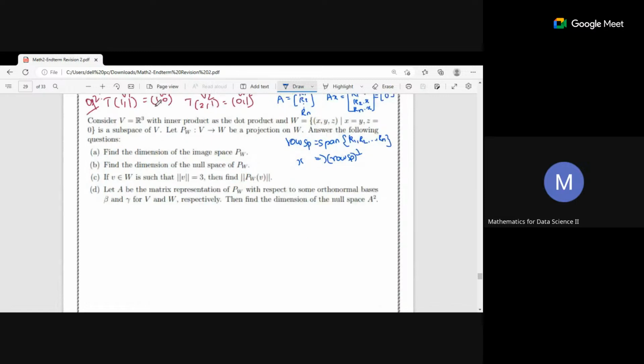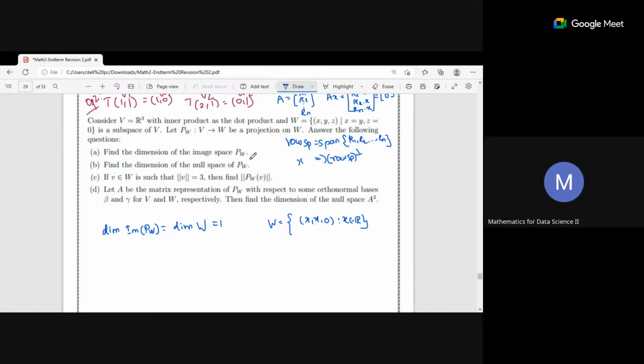Consider V is equal to R3 with inner product as dot product, and W is equal to the set where x is equal to y and z is equal to 0. Let PW from V to W be a projection on W. Answer the following questions. Find the dimension of image space of PW. It's simply the dimension of W. And what is the dimension of W? W is nothing but the set of all (x, x, 0) only. So it is 1.